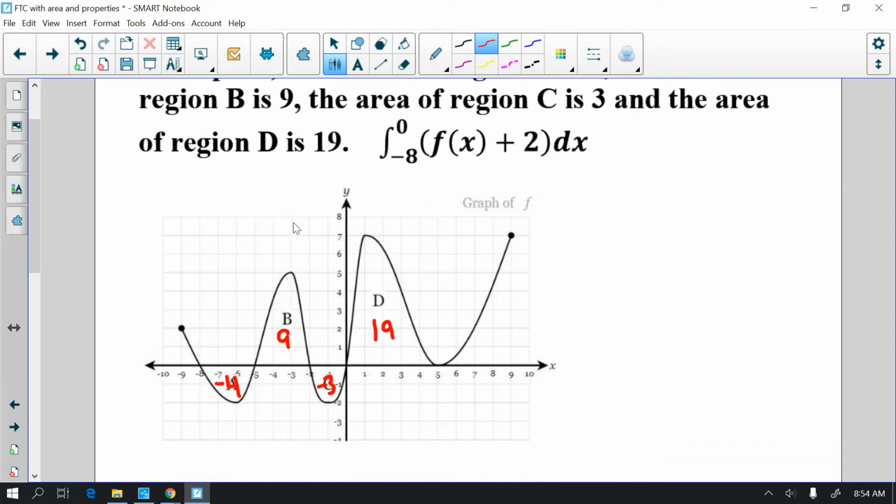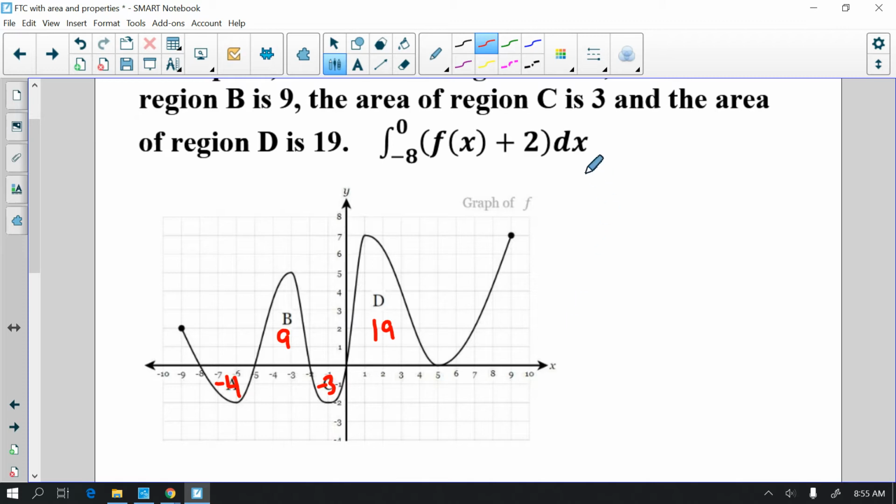So the problem says, find the definite integral from -8 to 0 of f of x plus 2. Now in the last unit we said this would be the same thing as a vertical shift. Well, that would be great, except these are not nice areas where you can easily say, I'm taking a rectangle and shifting it up 2, or I'm taking a triangle and shifting it down 3 spaces. What happens when I take this area below the x-axis and move it up 2? What's going to happen to my graph?